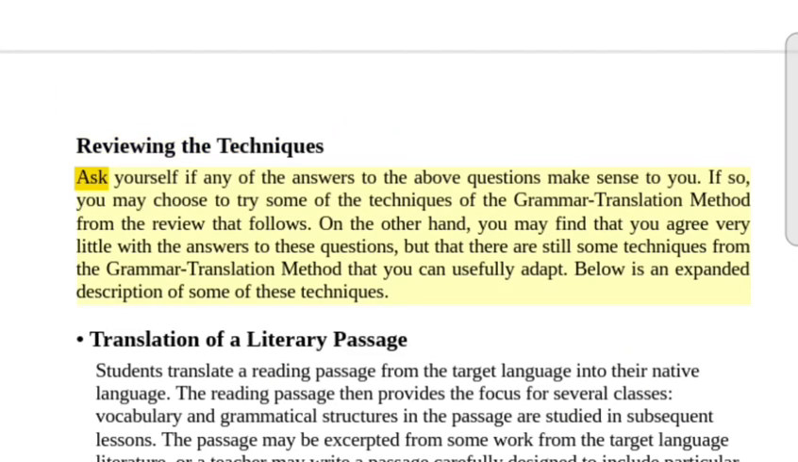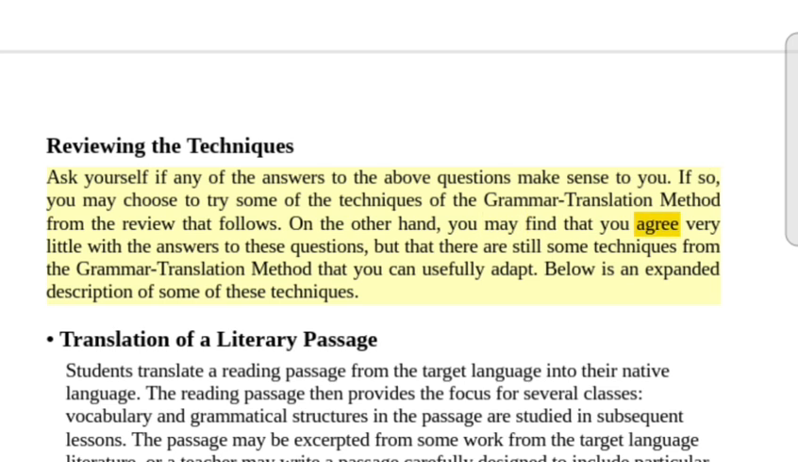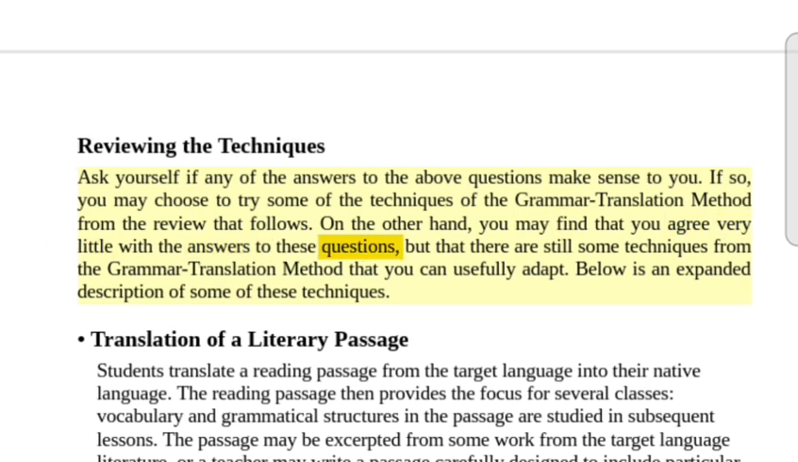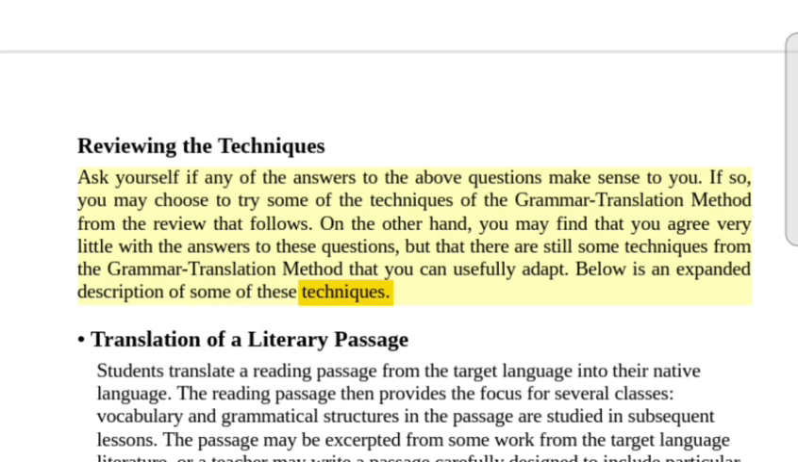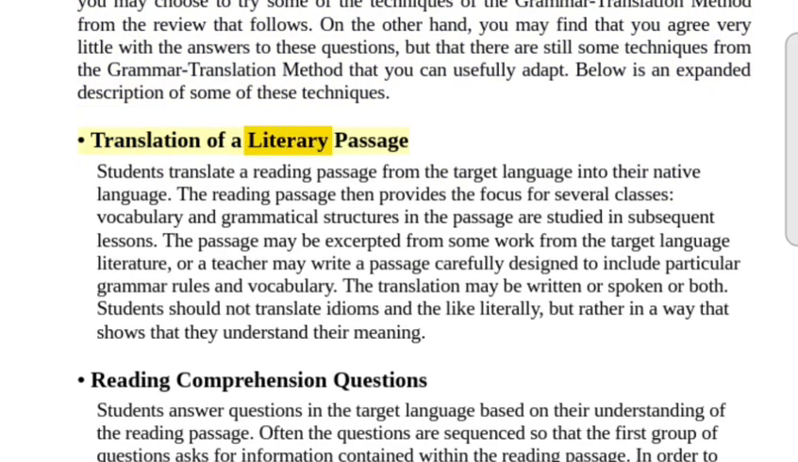Reviewing the techniques, ask yourself if any of the answers to the above questions make sense to you. If so, you may choose to try some of the techniques of the grammar translation method from the review that follows. On the other hand, you may find that you agree very little with the answers to these questions, but that there are still some techniques from the grammar translation method that you can usefully adapt. Below is an expanded description of some of these techniques. Translation of a literary passage.